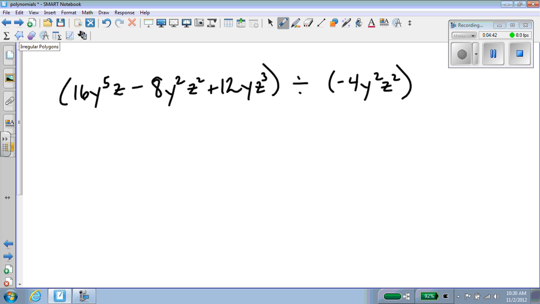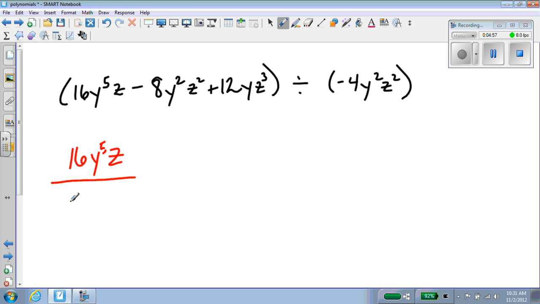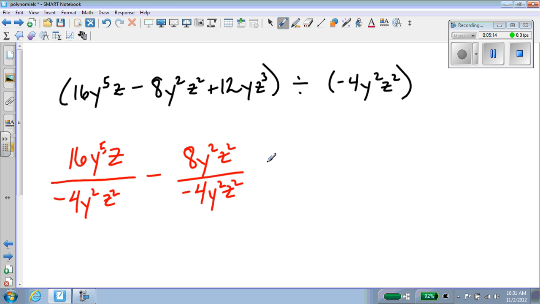All right, a really big problem. So I have 16y to the fifth z to the second, divided by negative 4y to the second z to the second, minus 8y to the second z to the second divided by negative 4y to the second z to the second, plus 12yz to the third over negative 4y to the second z to the second.